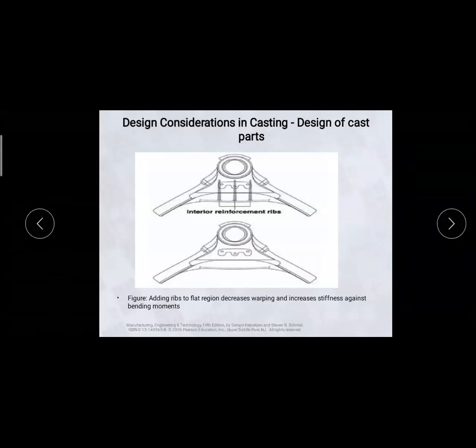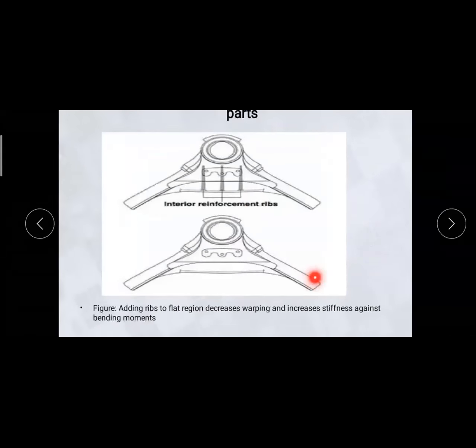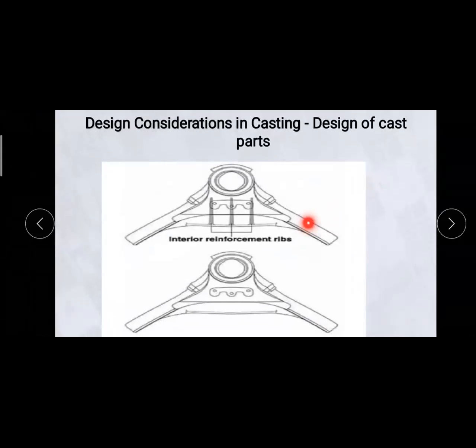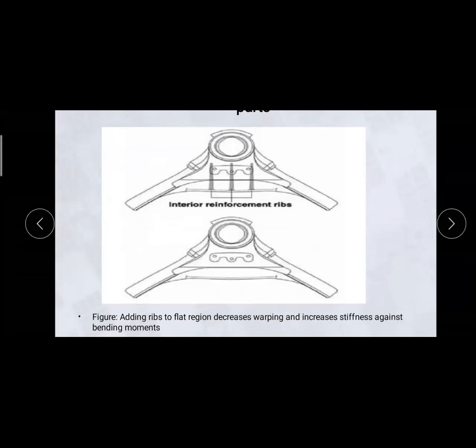So you can see another diagram in this. Design considerations in the casting, design of the cast parts. The first one is interior reinforcement ribs. In the figure, adding ribs to flat regions decreases warping and increases stiffness against bending moments. So when it is having bending moments, how it is to be reinforced, and what other adjustments are to be taken.